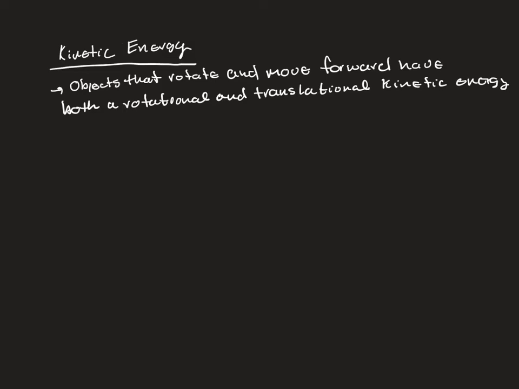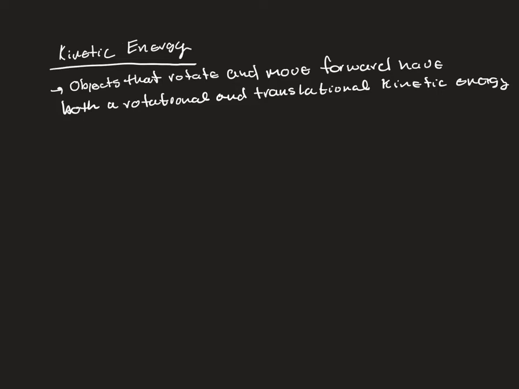Alright, so now that we have two different types of velocity, our linear or translational or tangential velocity that we've been talking about all semester, and now we have angular velocity. So now that we have two different types of motion, forward motion and circular motion, we need to discuss how that changes our kinetic energy.